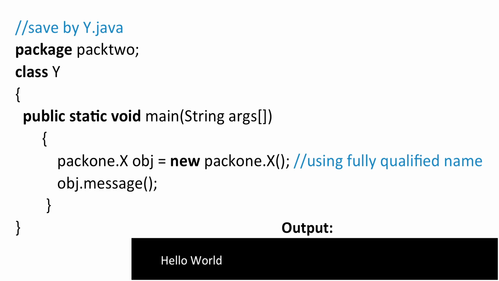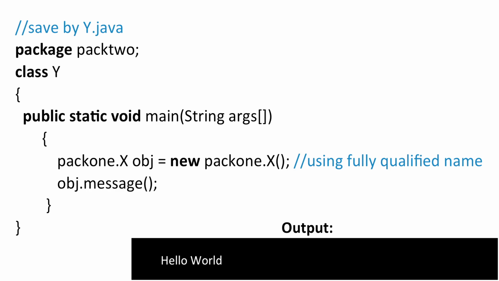Second class is Y, which is under package 2, and we did not use any import pack1 statement here, but we are providing the fully qualified name. So public static void main String args, pack1.X obj. So here we have provided the fully qualified name, that is pack1.X class under the pack1 package. So pack1.X obj equals new pack1.X. Using a fully qualified name, we have created an object of the pack1.X class under the pack1 package.